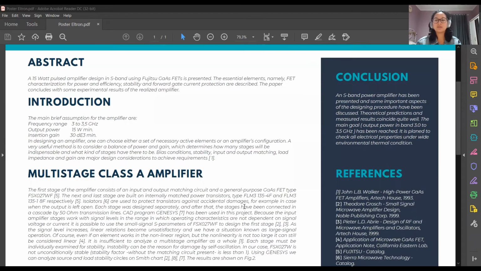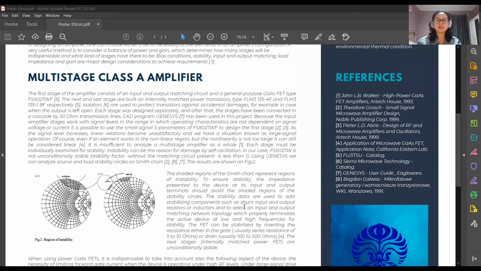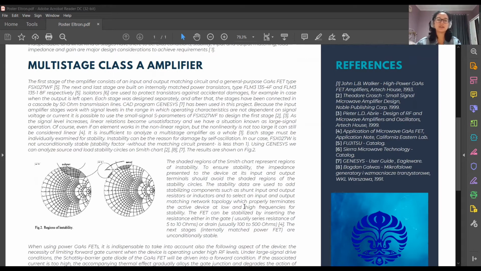The first stage of the amplifier consists of an input and output matching circuit and a general-purpose gallium arsenide FET type FSX027WF. The next stage is built on a type FLM3135-4F, and the last stage is built on a type FLM3135-18F. Both are internally matched power transistors. Isolators are used to protect transistors against accidental damages, for example, in case when the output is left open. Each stage was designed separately and has been connected in a cascade by 50-ohm transmission lines.